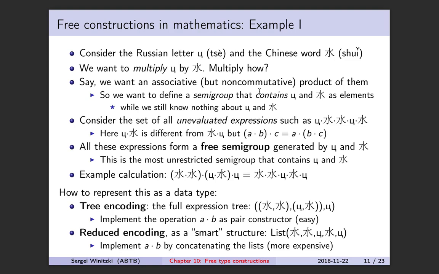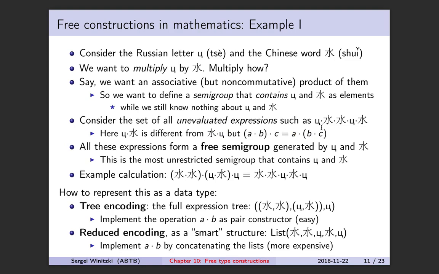A semigroup is a set, and these will be elements of that set. And if you have a semigroup that contains them, then you can take a product of them. So here's how the mathematicians would do it. They would consider the set of all unevaluated expressions of this kind. Any unevaluated expression with the multiplication sign or a product symbol dot, which I have here, and one of these symbols, tse or shui. So this would be an unevaluated expression. This would be another unevaluated expression, but we will have the law that this product is associative.